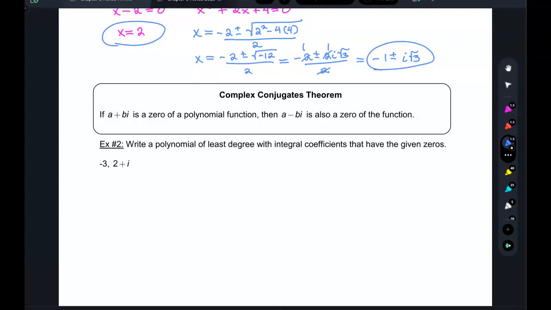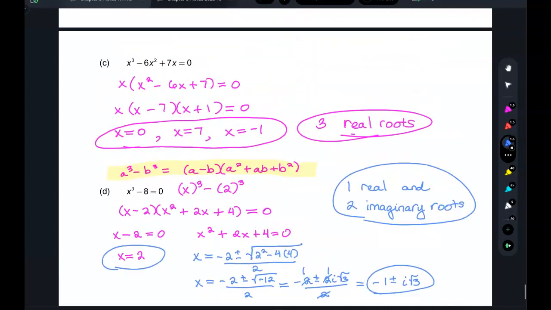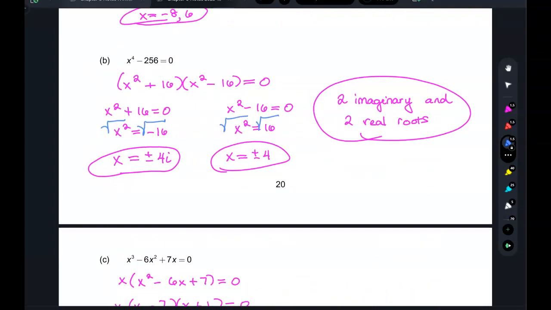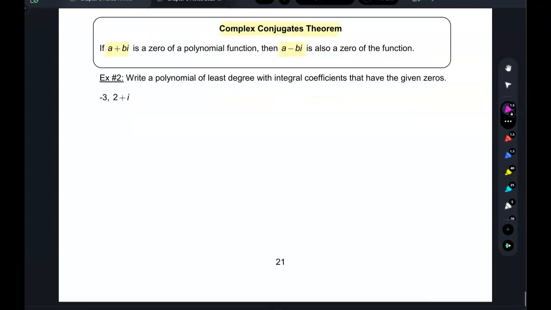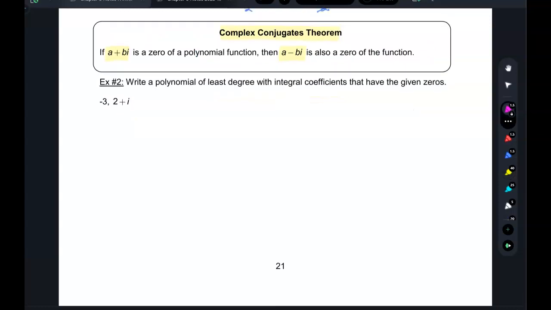Okay, so notice in the last answer, when we had an imaginary number, we automatically had negative 1 plus or minus i root 3. That's always going to be true. If we back up, anytime we had an imaginary number, we had a plus or minus. So that means anytime we have an imaginary number in our answer, if a plus bi is an answer, a minus bi is also an answer. So what is this, the conjugate?